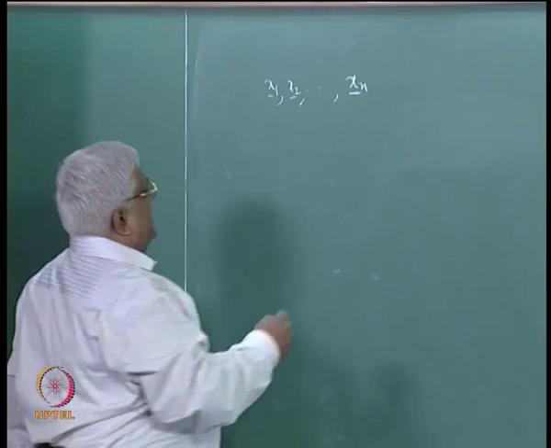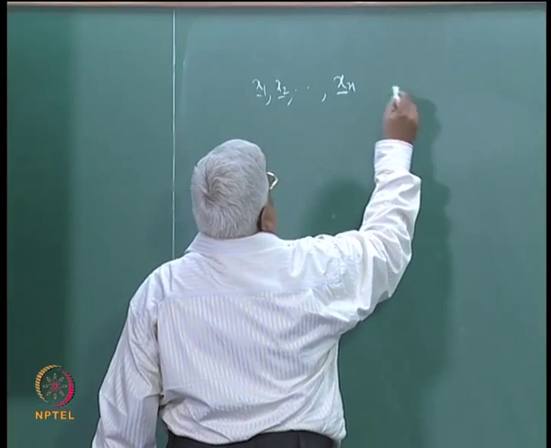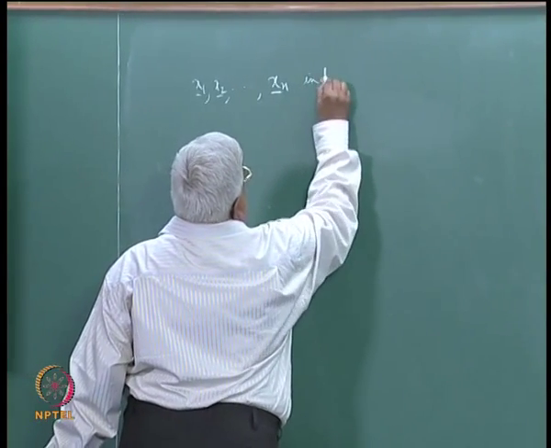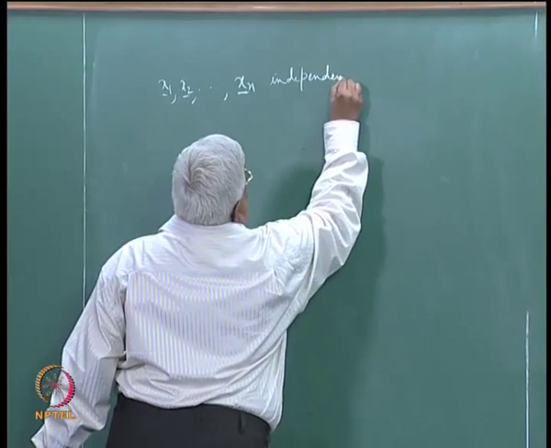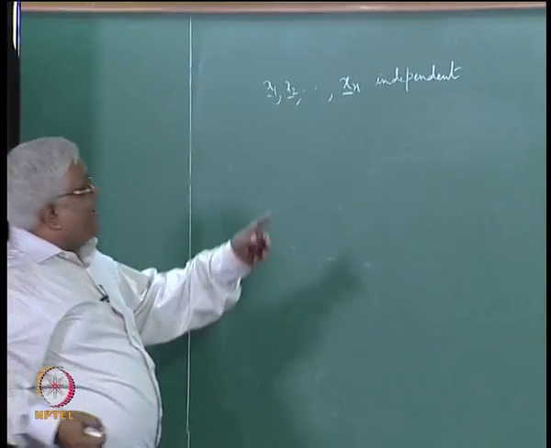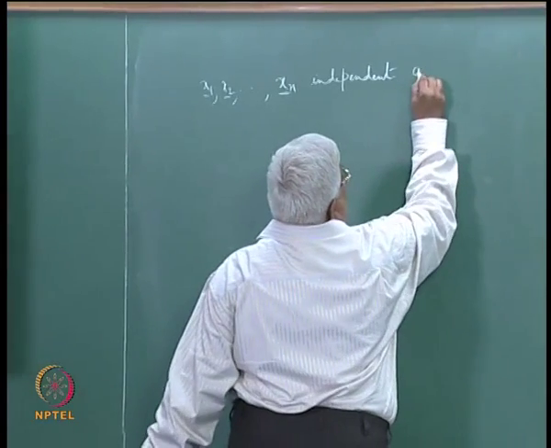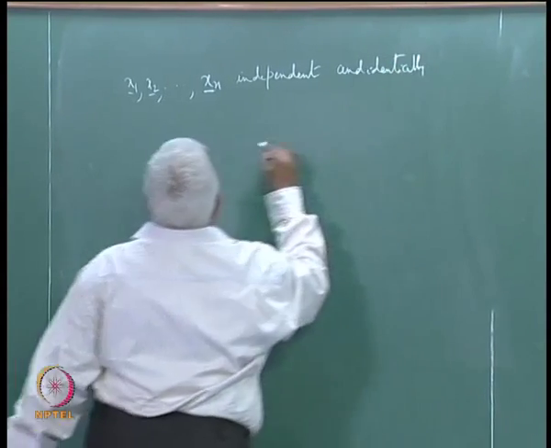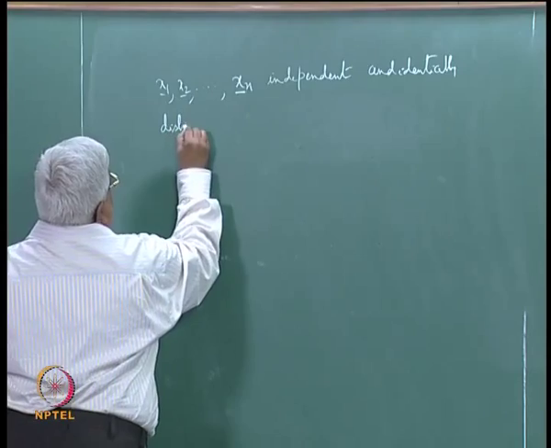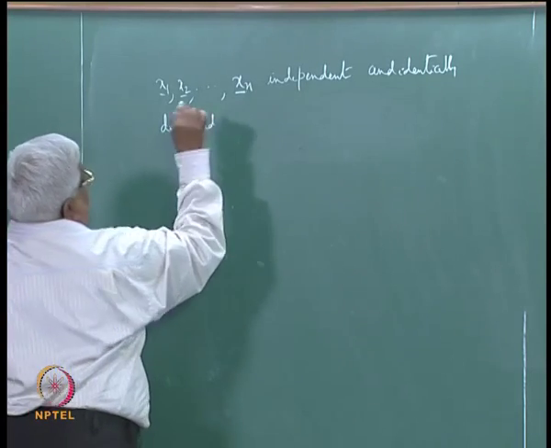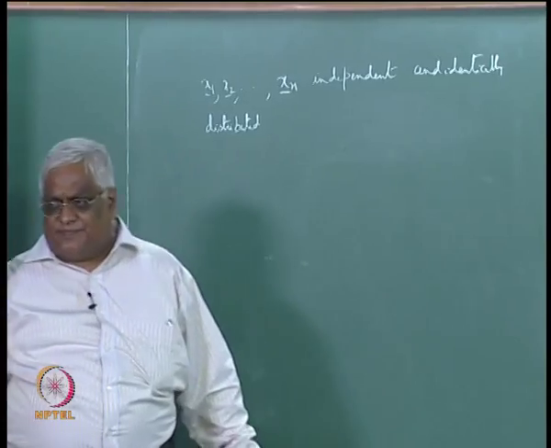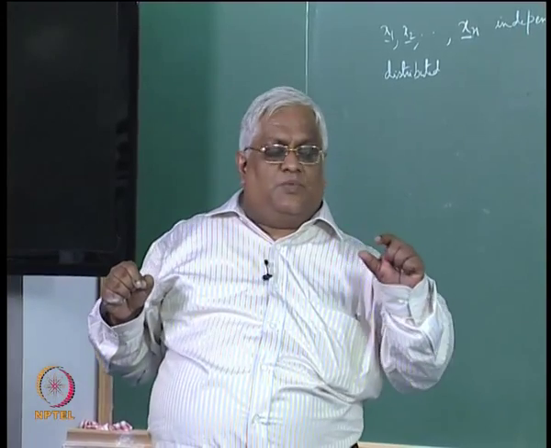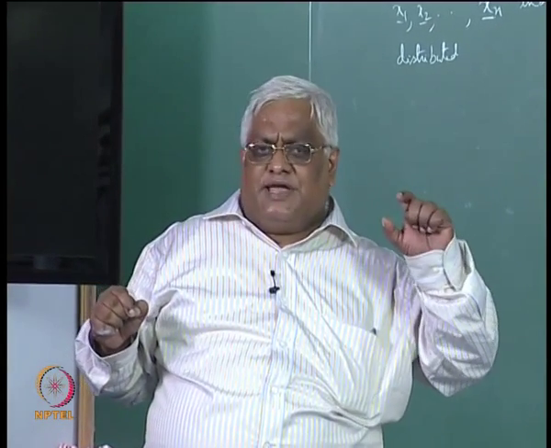These are endpoints coming from a Gaussian distribution, independent and identically distributed. This is one terminology you are going to find at many places: independent and identically distributed. Do you understand the meaning of this? Let me tell you the meaning of one variable being independent of another variable.